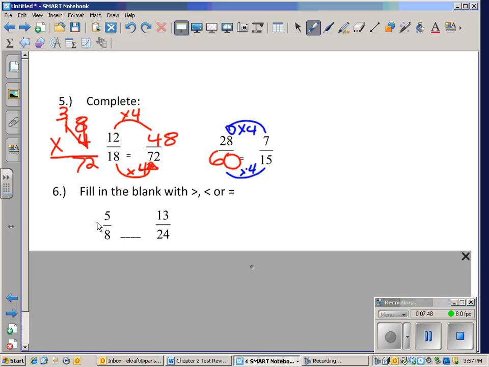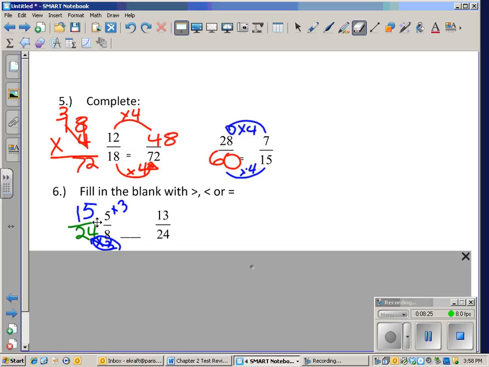So I got 24, and I did 8 times 3, and that's 24. Times 3, right? Yeah, and then we figure out, since I had to do times 3 for this one, I have to do times 3 for this one. That would be 15.